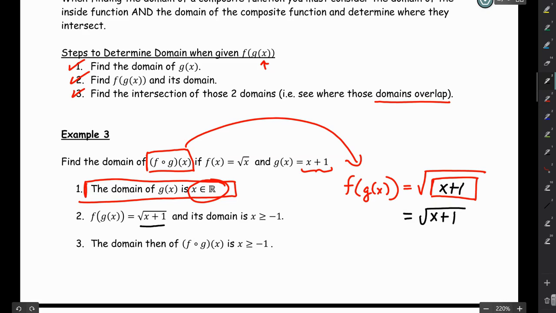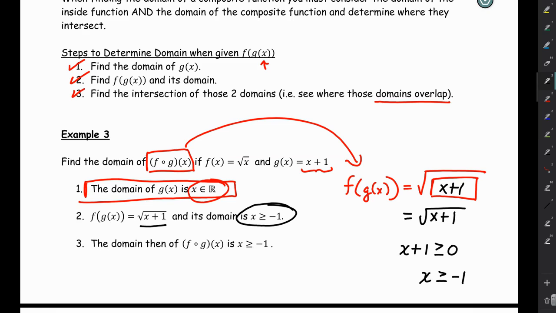Is there anything that we could put into that function that could cause a problem? Well, we know that we have a problem whenever we have a negative number under the radical. So we know what's under the radical has to be greater than or equal to 0. You could have the square root of 0, that's okay. You could have the square root of a positive number, that's fine. But you can't have a negative under the radical, that means we have an imaginary number. If we solve this for x, in other words, if we subtract 1 from both sides, we find out that the domain of the composite function is x is greater than or equal to -1.